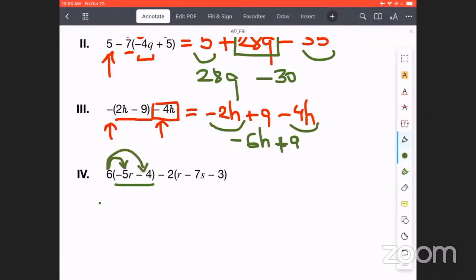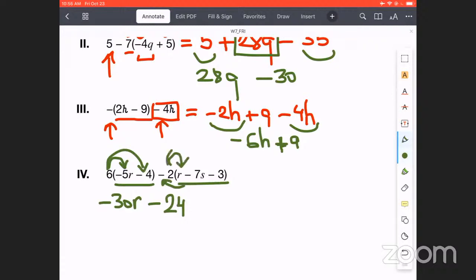6 times negative 5r is negative 30r. And there is a minus sign next, and 6 times 4 is 24, okay? I'm done with the first parentheses. Now, in front of the second parentheses, there is a negative sign, so that means I need to reverse everything to the opposite. So let's multiply first, then switch the signs.